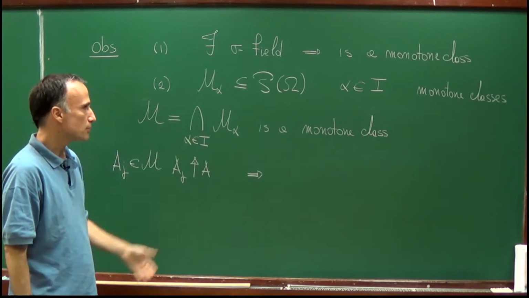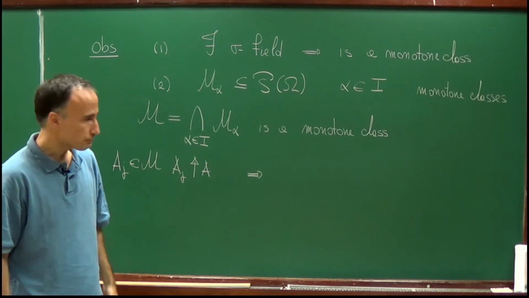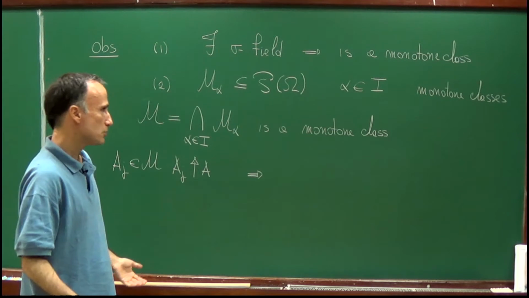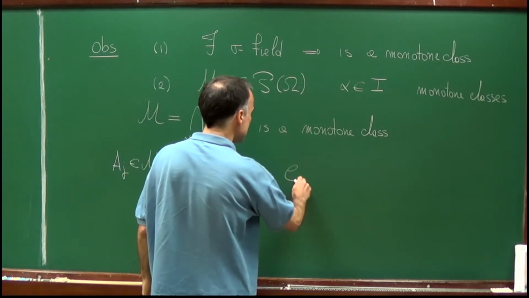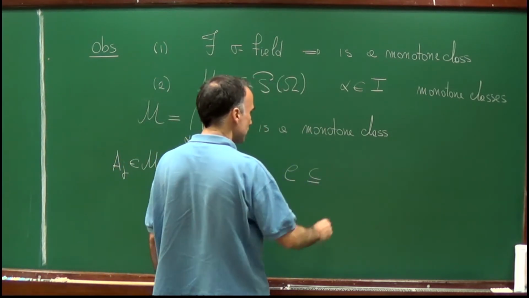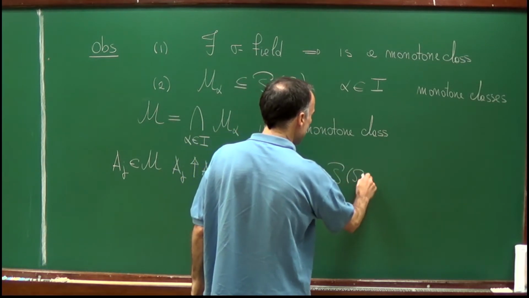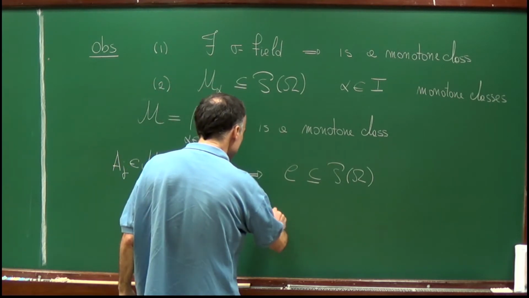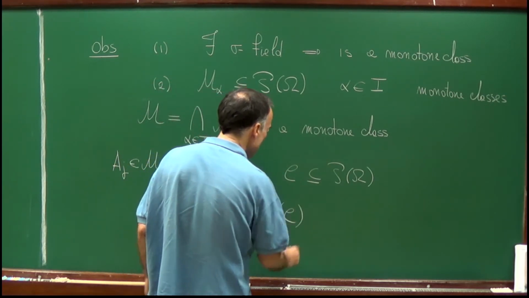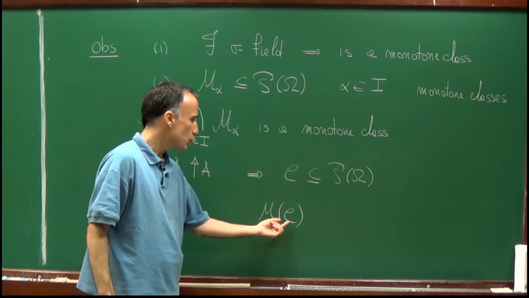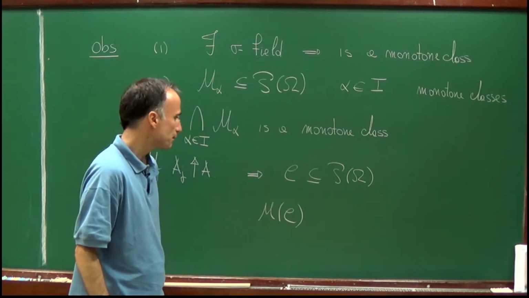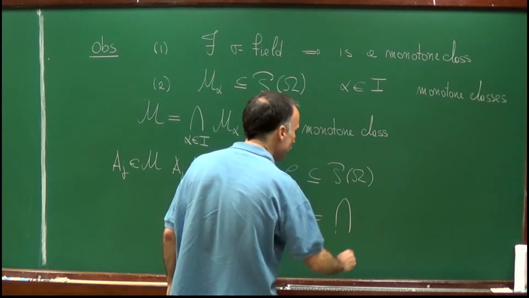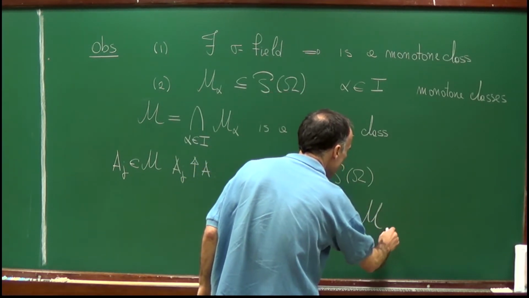So this is a very simple observation, and it follows, as we did for algebras and sigma algebras, that once we prove this result, we can introduce the notion of the smallest monotone class which contains some class of sets. So let's say that C is a class of subsets of omega. We will represent by M of C the smallest monotone class which contains the class C. And this can be obtained just by taking the intersection of all monotone classes which contain C.